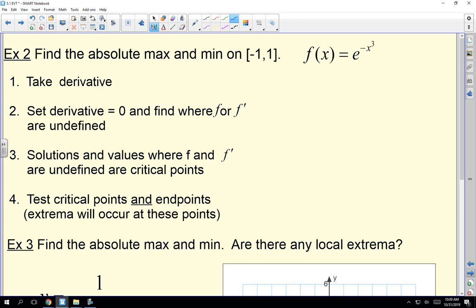So example 2, we're going to find the absolute max and min on the closed interval -1 to 1 of the function f of x equals e to the negative x cubed. I'll let you write down this step process here. Go figure, first semester calculus, we're going to take the derivative when in doubt.